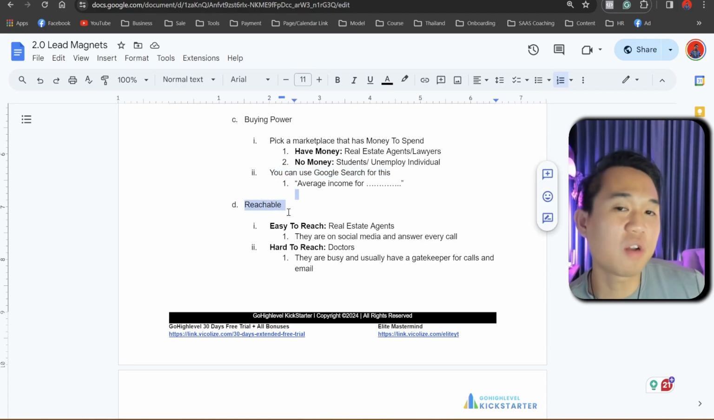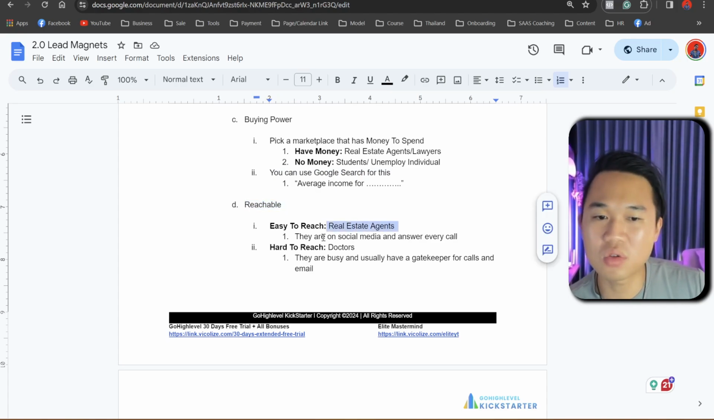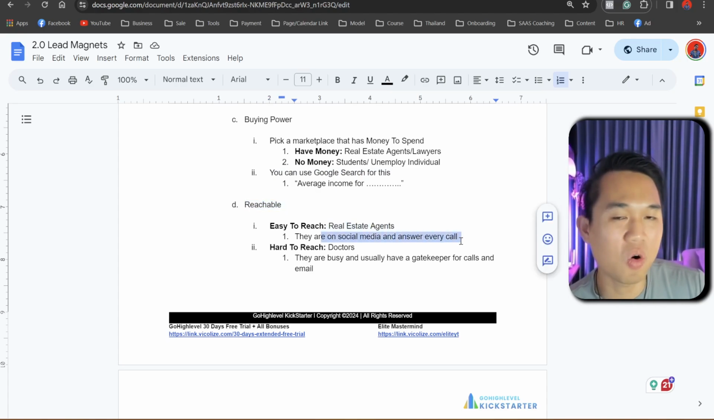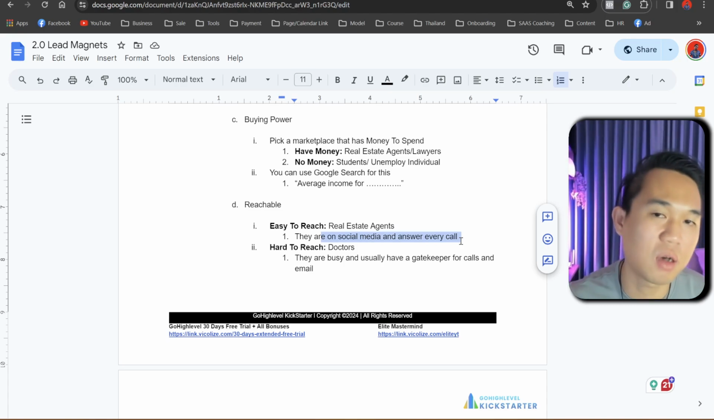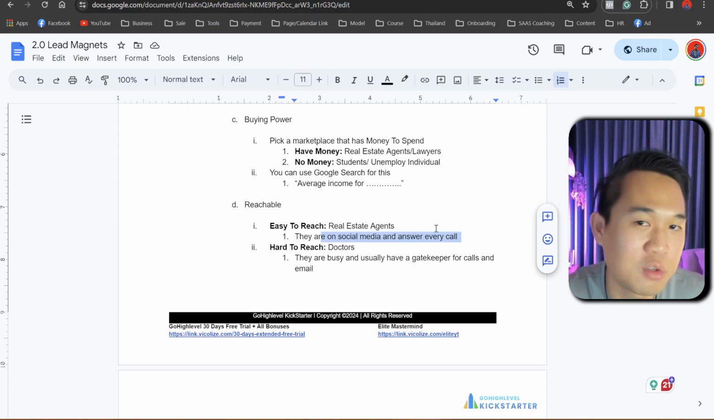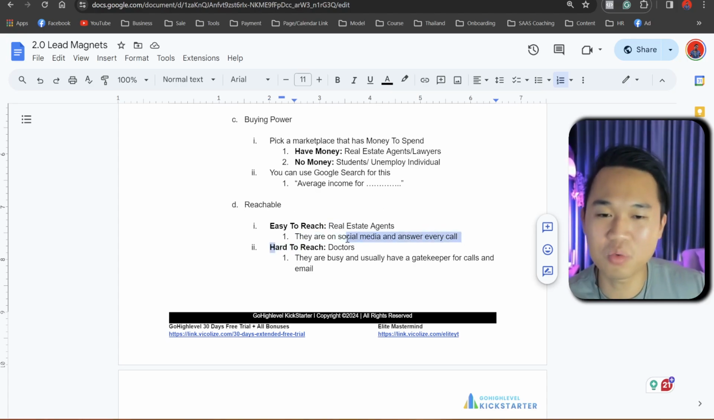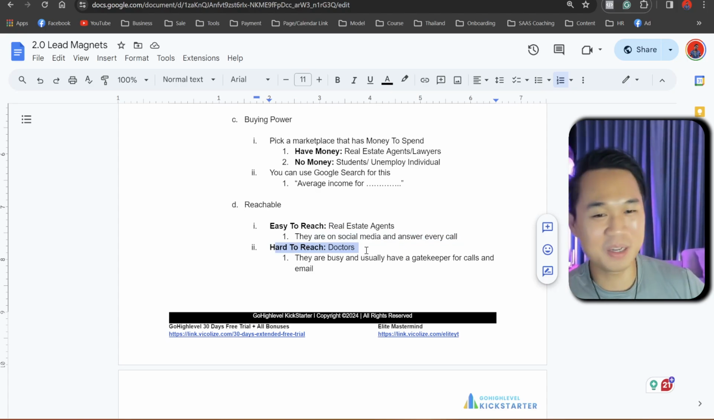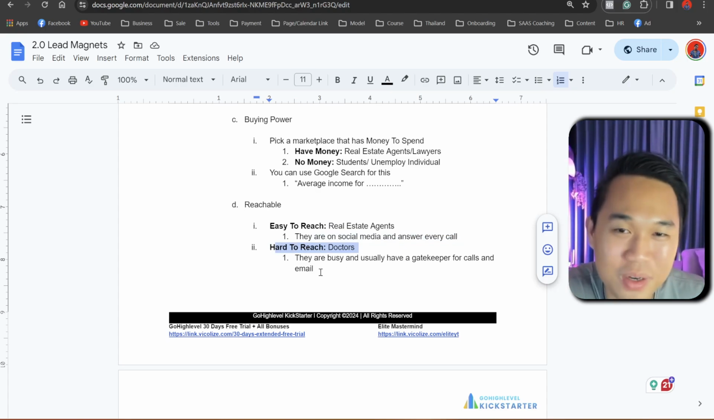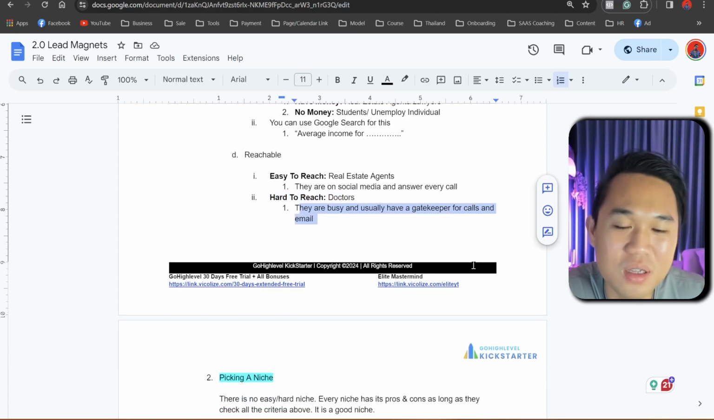Number 4, we want to focus on reachability. Easy to reach is real estate agents. They're on social media and they answer every call. Even if you don't get them, they will reply back to your text, email, or even missed call. It is their job, so a good real estate agent should be doing that. Hard to reach is a doctor. Good luck speaking to a doctor, man. You will get the gatekeeper. They're busy and usually have a gatekeeper for calls and emails.